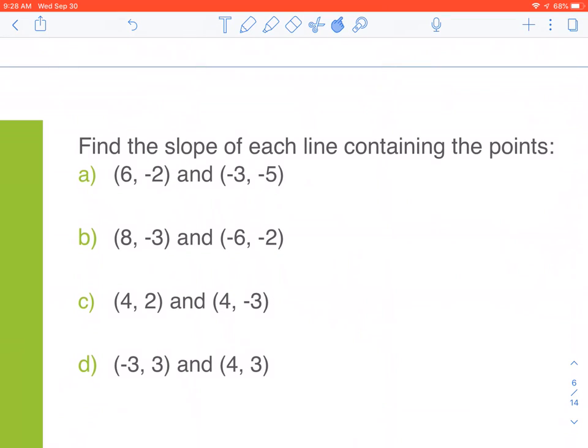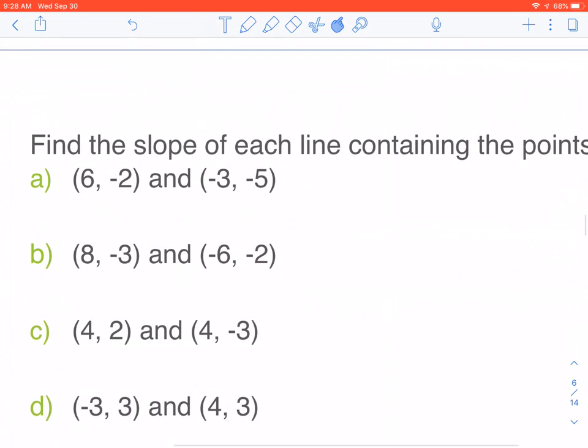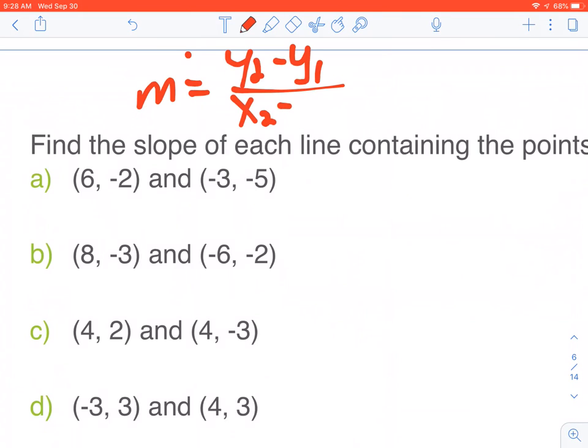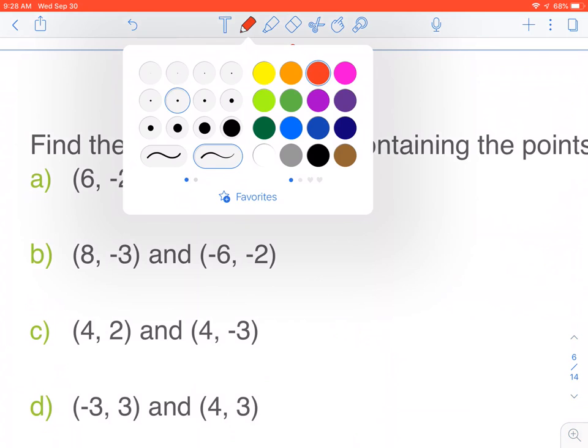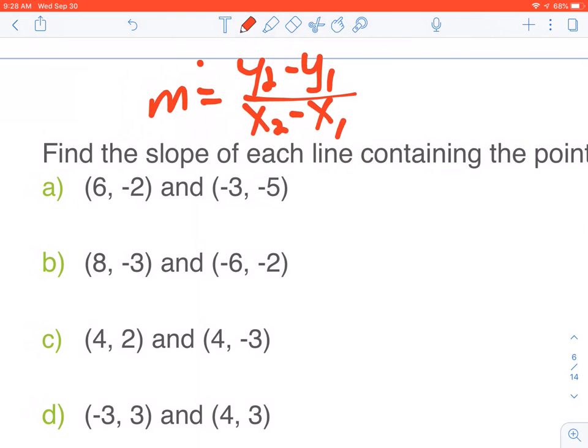Now we're going to do it with math, with calculating. So our formula, I'm just going to write the formula on the top here. Slope equals y2 minus y1 divided by x2 minus x1. And to really help you guys out, what I would do is label my points. So we have x1, y1, x2, and y2. I would label my points, and then I would plug them into the equation.